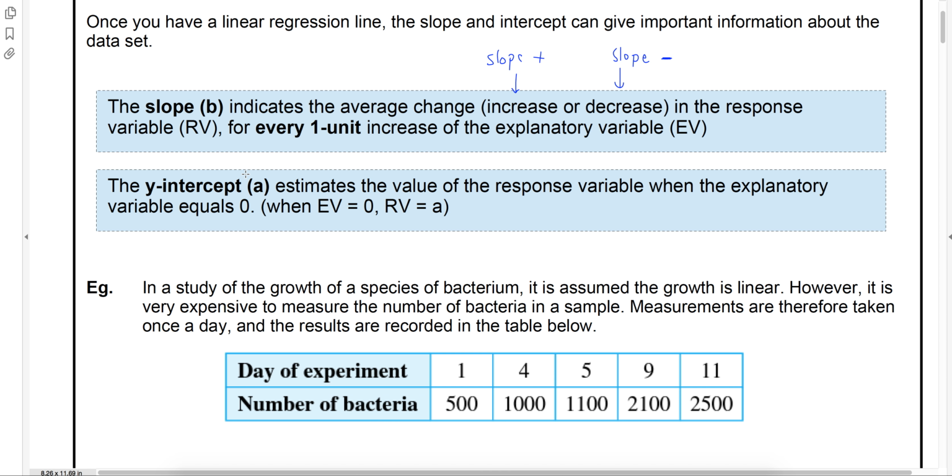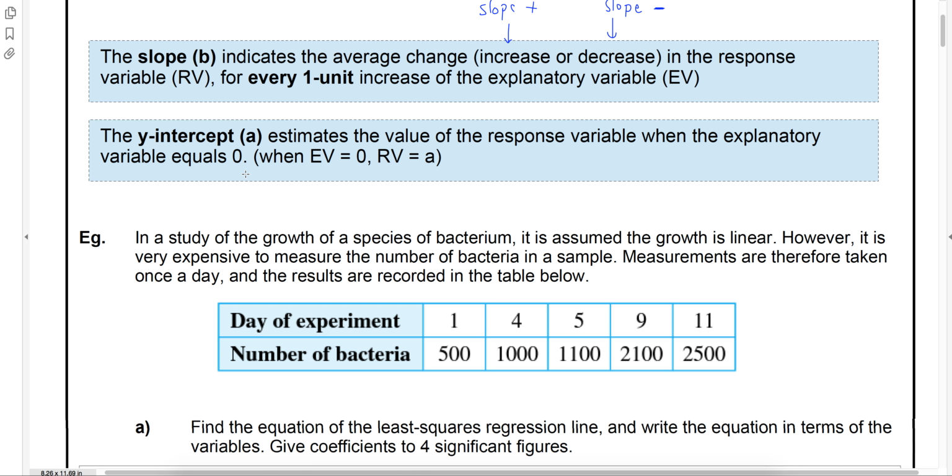The second thing that we interpret is the y-intercept, which is a little bit easier because the y-intercept always occurs when your EV is 0. So all we have to do is say that when that variable is 0, the regression line predicts what the RV will be at that particular point. I'll show you what I mean.